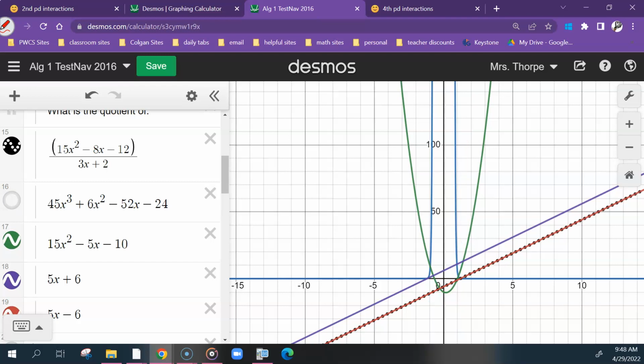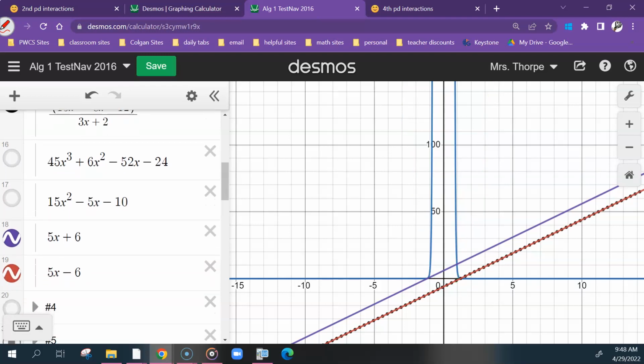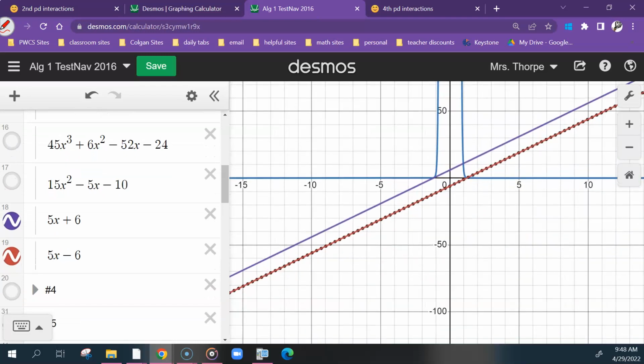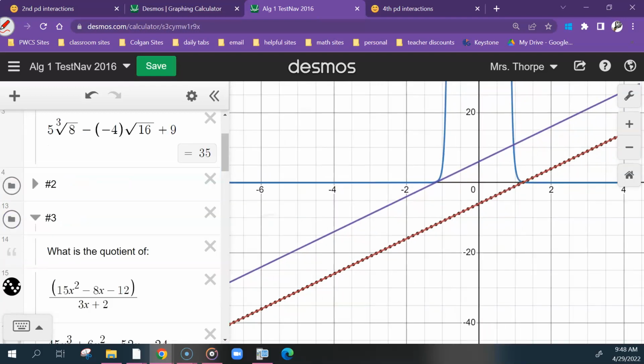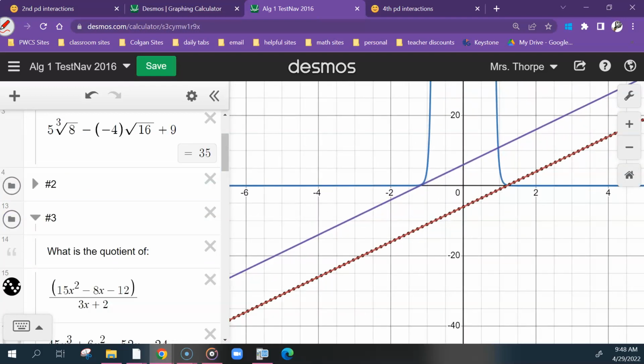Same thing with this one. If we're dividing something that's squared by something that's linear, we're not going to still have a square. So it would have to be something that's linear. And when we look at this, wait, what is linear? Say that one more time. What is linear? A line.